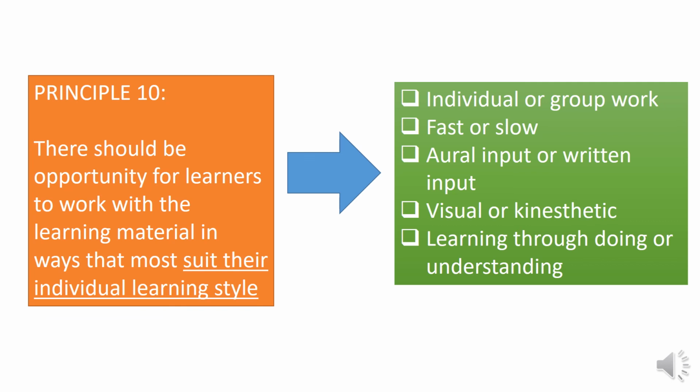Sebisa mungkin pakai variasi gaya belajar ya. Individual or group work, fast or slow, ini harus diperhatikan. Oral input or written input, visual, kinesthetic, learning through doing or understanding, something like that, right? Ada juga konsep multiple intelligence. Howard Gardner ini bisa diterapkan, setiap siswa memiliki apa yang disebut multiple intelligence. Ada kecerdasan bahasa, matematika, visual, kinesthetic, musical. Gunakan semua pendekatan ini ya. Oke.